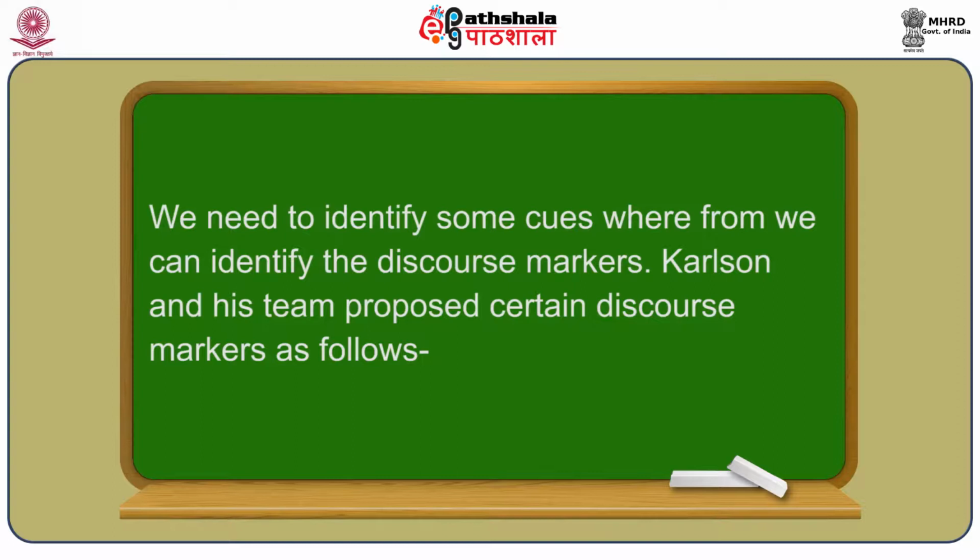But this is more or less quite simplified. We can identify in a speech corpus that these are the most frequently used in speech. So in cases of spoken text, these discourse markers may be quite useful to identify what kind of text is developed. But in cases of written text, it is not very easy to identify those discourse markers because most often these are not so explicitly present in those texts. So we need to identify some cues from which we can identify the discourse markers.